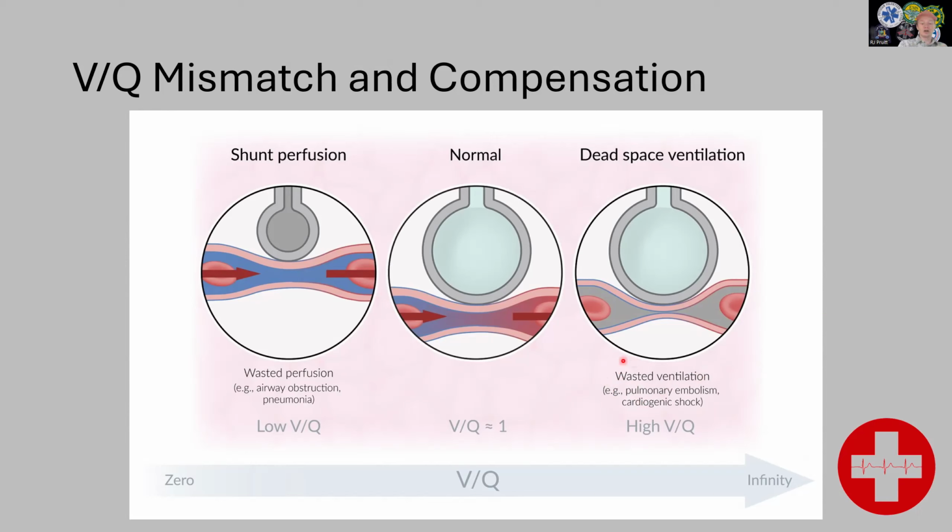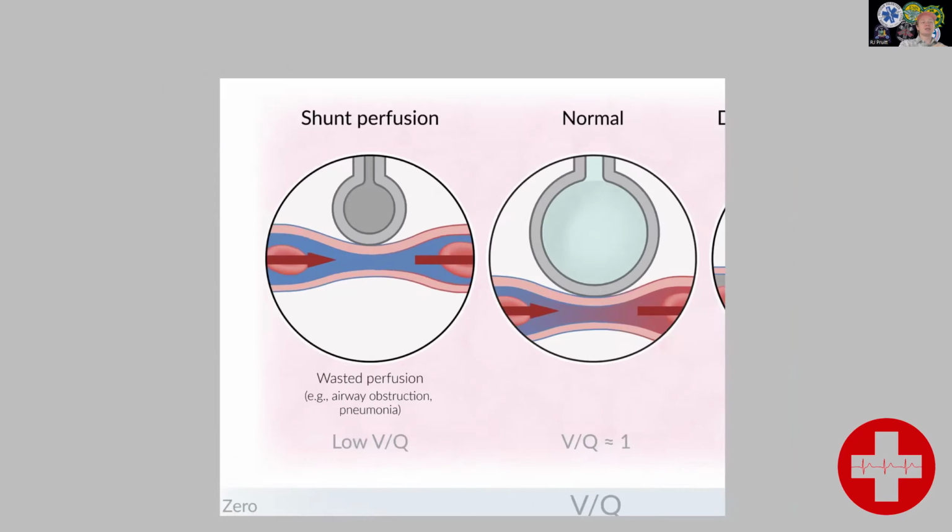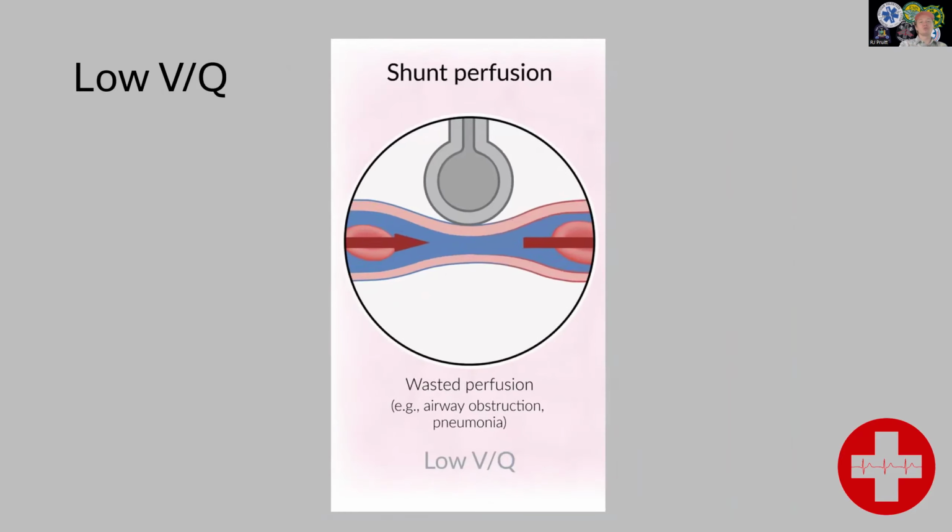The one we are going to focus on today is shunt perfusion, which is when we don't have enough ventilation, but our perfusion is still happening at its normal rate. Blood is still going to all the alveoli, but air is not adequately being exchanged.